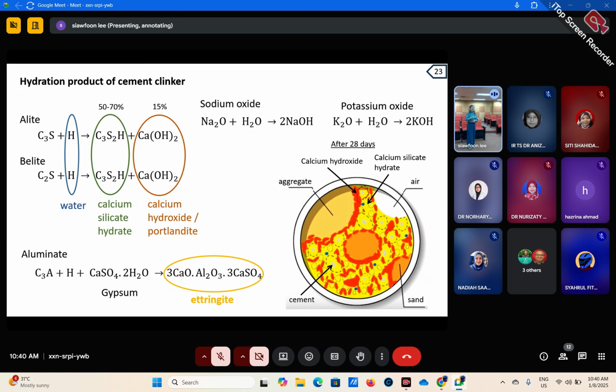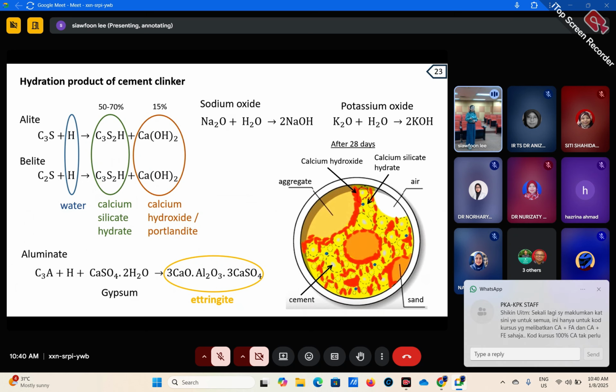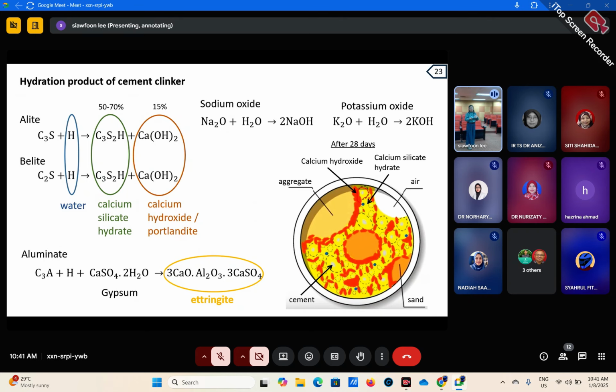And then the CSH, which is this CSH, will be in between all the aggregate, and this CSH is actually in some kind of gel form, which means like some kind of glue. They will start to glue all these things together. So at the beginning, you will have a lot of calcium hydroxide, and later slowly, this layer of calcium hydroxide will become smaller, and all of them will change to calcium silicate hydrate. It's like some kind of glue to glue everything together. So this is what actually happens inside the concrete.